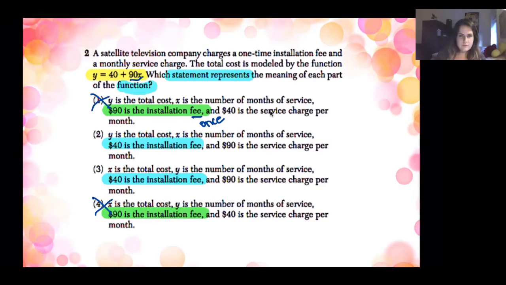Now, what's the difference between choices 2 and 3? That would be the first part of the choice. y is the total cost or x is the total cost. Your total cost is always going to be away from everything else on the other side of the equal sign. So that means I'm going to have to pick choice 2, where y is the total cost.